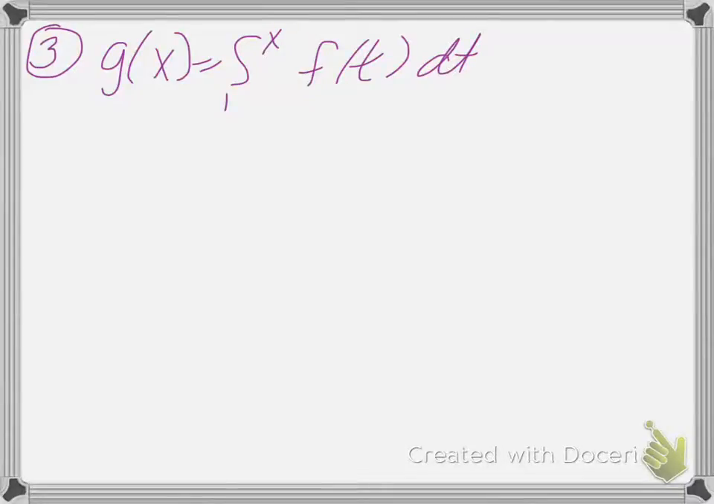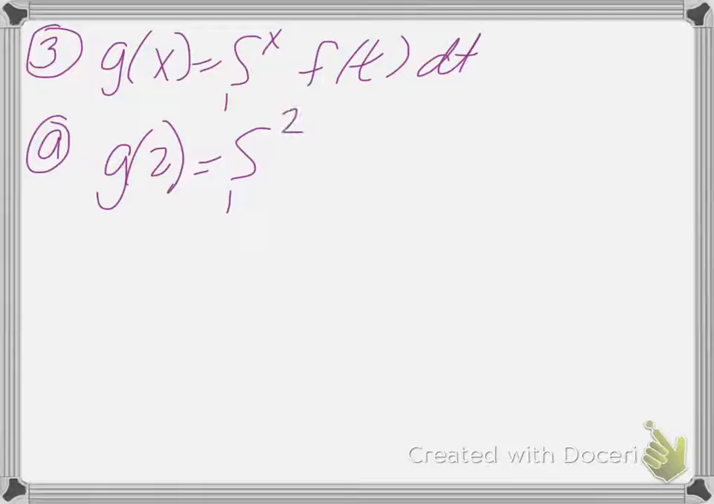Okay, this is free response number 3 from the packet I graded. So this is what you were given, and for part A, you need to find g of 2, so that means wherever there's an x, you're going to replace it with 2. And so this means we're looking for the area under the curve from 1 to 2.